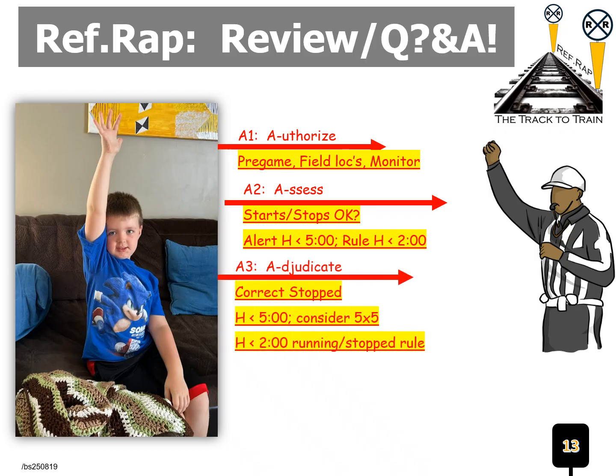From an adjudication standpoint, make sure every stopped game clock is corrected. When the half is less than 5 minutes, consider the 5x5 axiom. And when the half is less than 2 minutes, running or stopped, utilize Rule 3.4.7. And we administrate by having continual clock criticality.